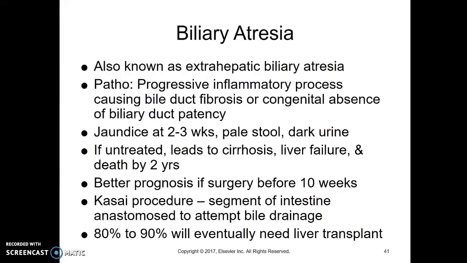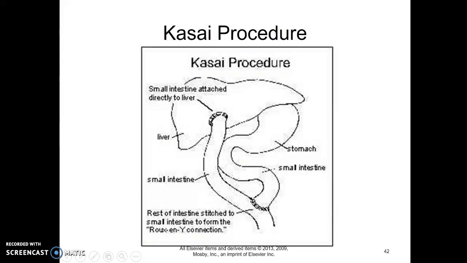If it is treated, the earlier they have surgery, the better. But still most of them will need a liver transplant at some point in their life. And the treatment is a Kasai procedure. So this is our stomach here, here's the liver. They take the intestine and cut it here and then attach it up to the liver to make this as if it was the bile duct, and then attach the end here onto the intestine here.